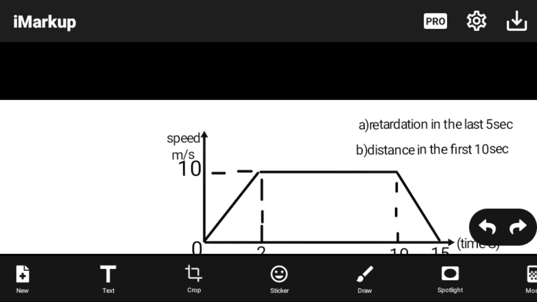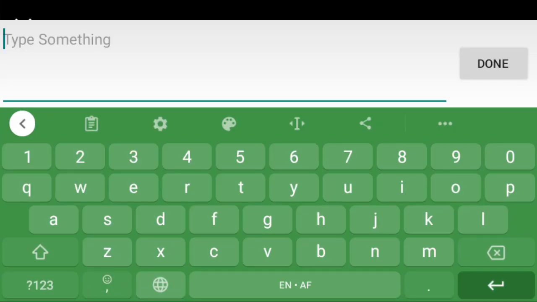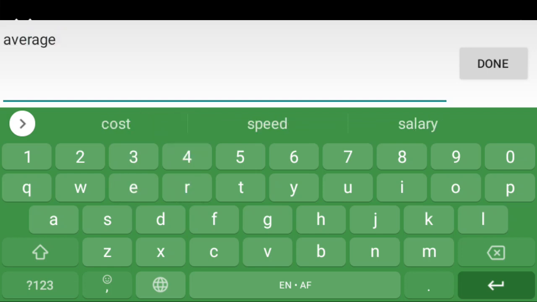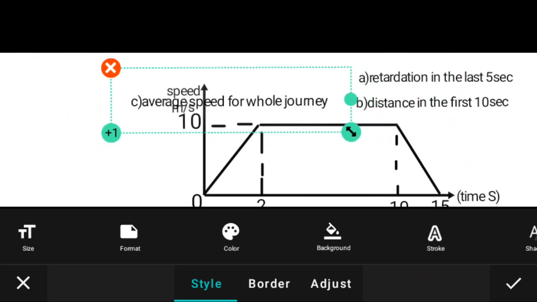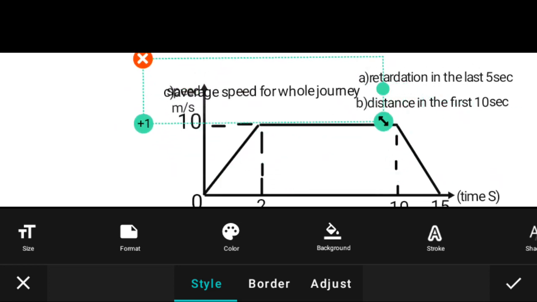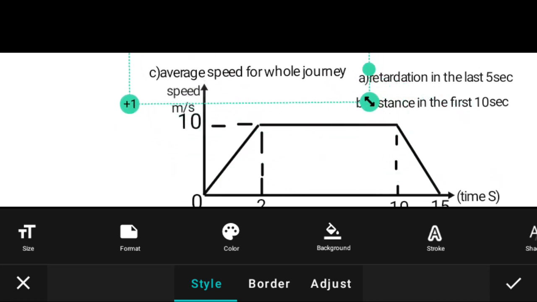The next question again has disappeared here. So let me just quickly type the last question. So the last question is average speed for the whole journey. Okay. So that is part C. So average speed for the whole journey. I'll just put it there.